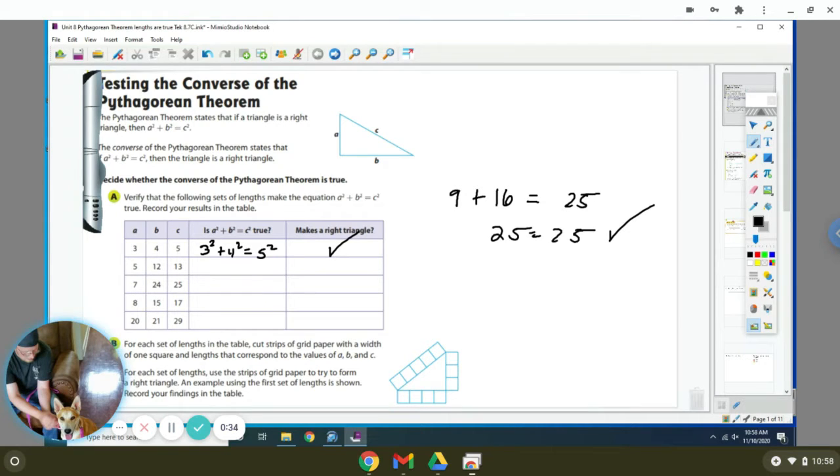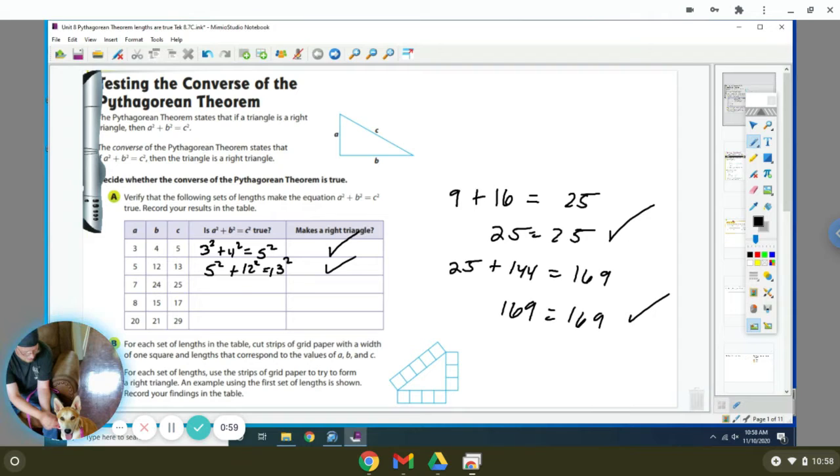Now we're going to do the 5, 12, 13. That means we're going to do 5 squared plus 12 squared equals 13 squared. And remember, you can do this on your calculator. 5 squared is 25. 12 squared is 144. 13 squared is 169. So 25 plus 144 is 169. So 169 does equal 169. So this is a right triangle.